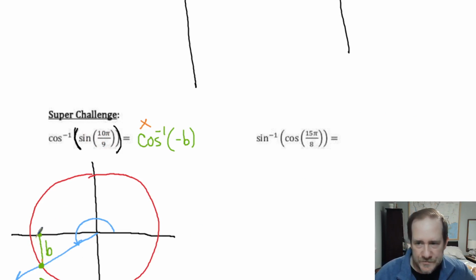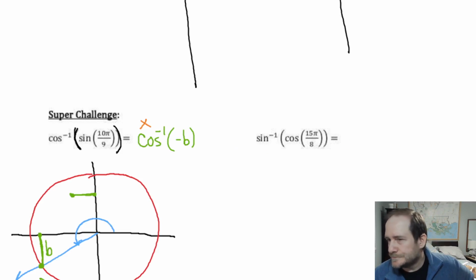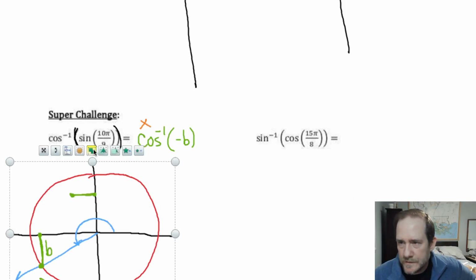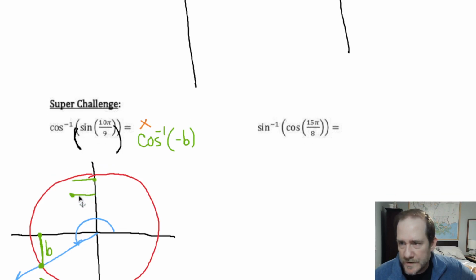Well, I would need to draw a stick that is the same length as b, but instead of having it go down, I need to have it go left from the y-axis because I want it to be an x-coordinate. I don't know why I drew it there, because I would want it up here, touching the circle. Right there.